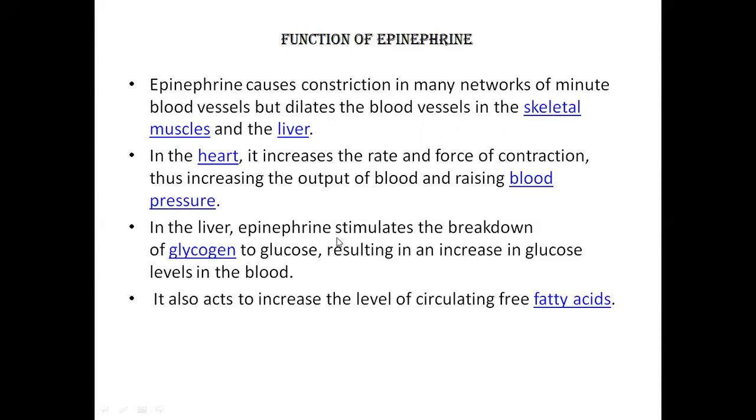And in the liver, epinephrine stimulates the breakdown of glycogen. This I'll discuss when I'll be discussing the peptide hormones, resulting in an increase in glucose levels in the blood. It also acts to increase the level of circulating free fatty acids, which is very important. If the fatty acids get accumulated in one place, it may result in formation of cholesterol and the person may become fat. So it is very important that the fatty acids keep on circulating throughout the body in order to maintain the cholesterol level of a human body.